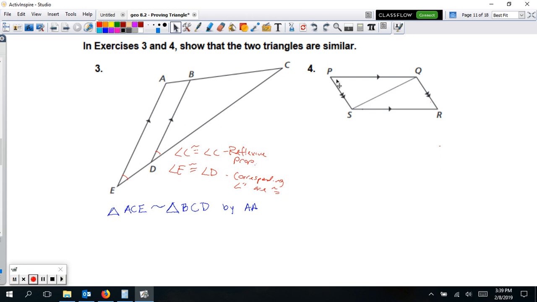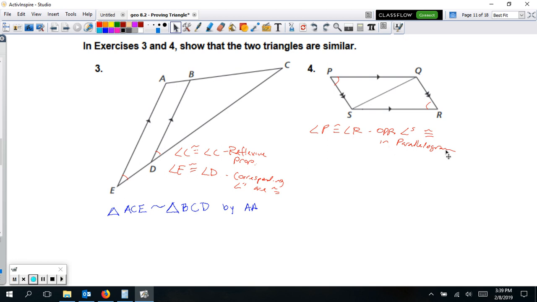On 4, what we see here is opposite sides are parallel, which would give us a parallelogram that we just saw in that last chapter. And what we remember from any parallelogram is opposite angles are congruent. So we can start off by just saying angle P and angle R are congruent because of the parallelogram. Opposite angles are congruent in a parallelogram.